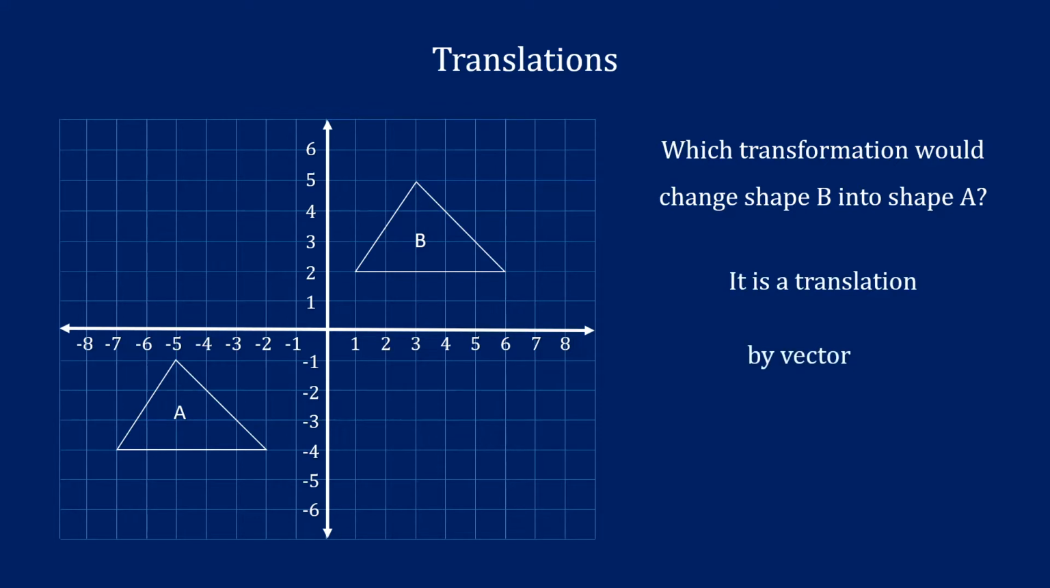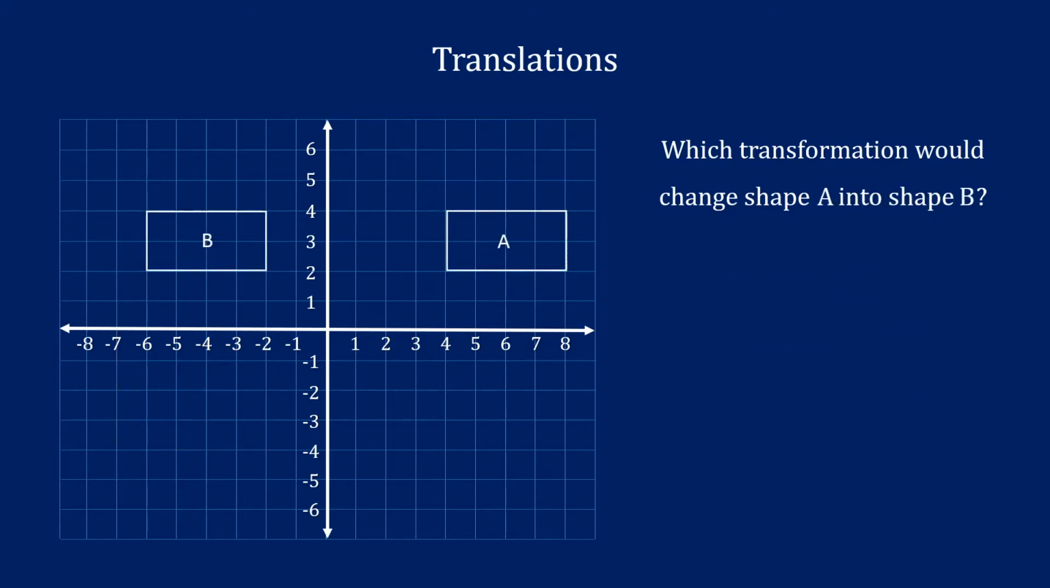So it's a translation by vector. We mark 2 corners. We're going 8 to the left, and then we're going 6 down, so -8, -6. If you got 8, 6, that means that you haven't read the question properly. It says change shape B into shape A. So we're going from B to A.